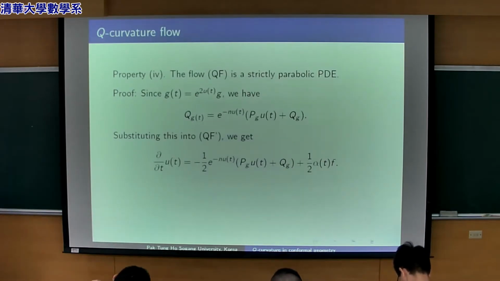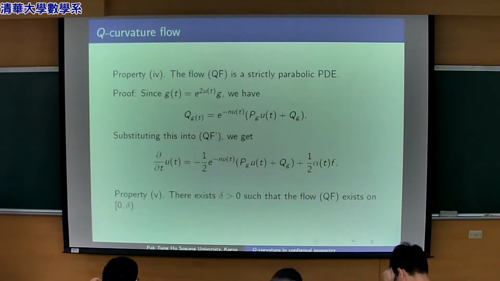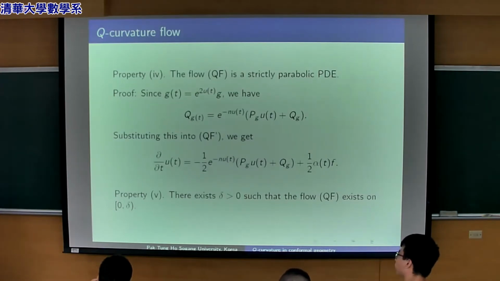So which proves this. And the last property here is, therefore, we have short time existence immediately because this is a strictly parabolic PDE. Compared to Ricci flow, this is much easier. Even proving short time existence for Ricci flow requires analysis, because Ricci flow is not parabolic, but this is parabolic.